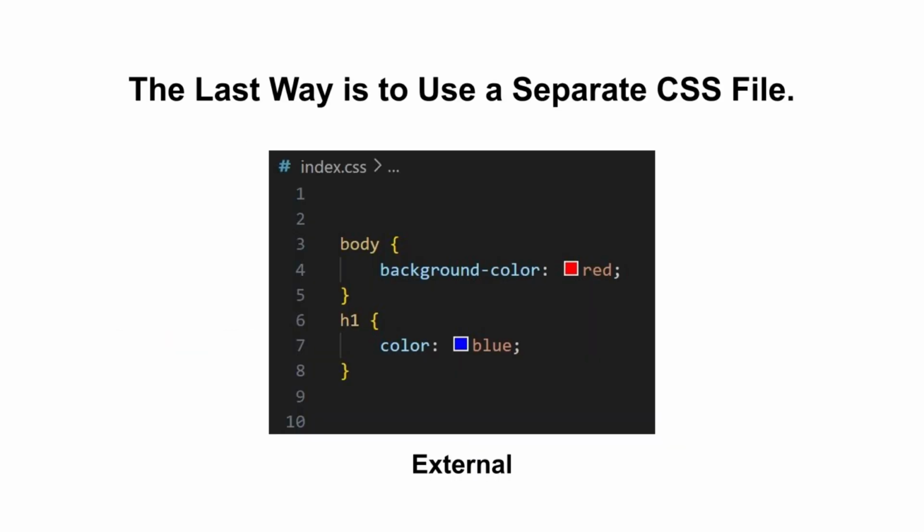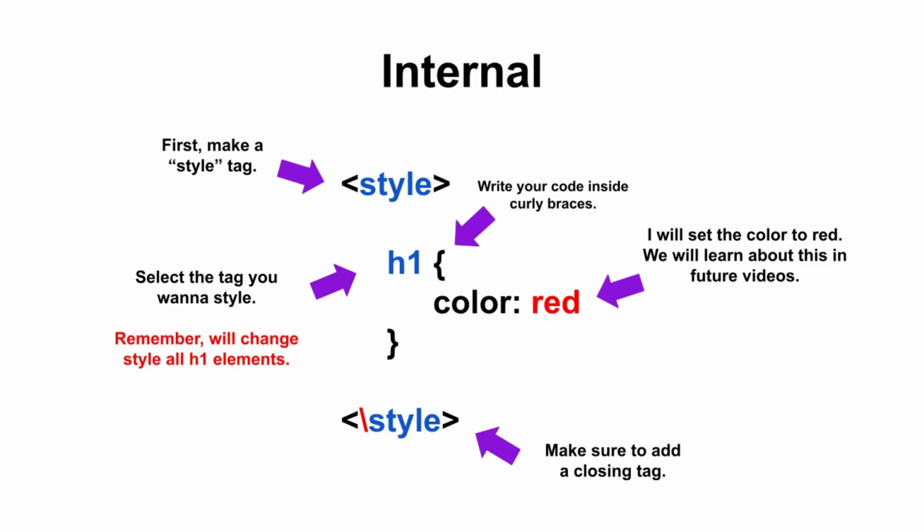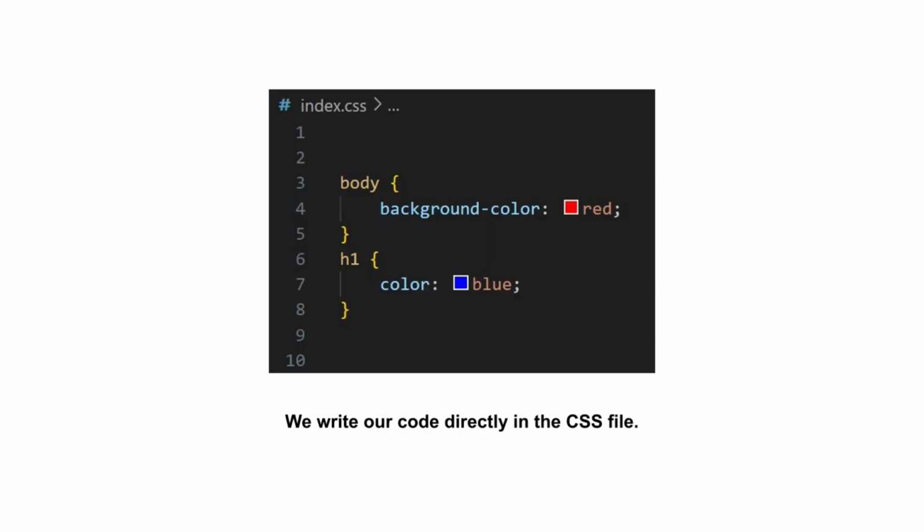And the last and the most familiar way is to use external styling. It is when we write our code in a CSS file outside our main HTML file. To use our separate CSS file, we connect it to our HTML file by using the link tag. Writing your code in a separate file is like using internal styling, but you don't write your code in a style tag, but rather you write it directly.